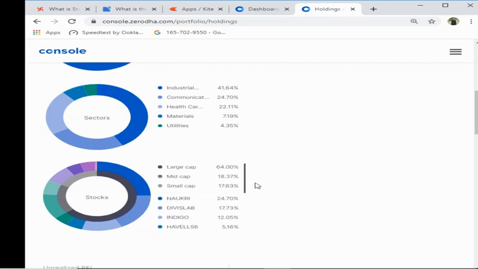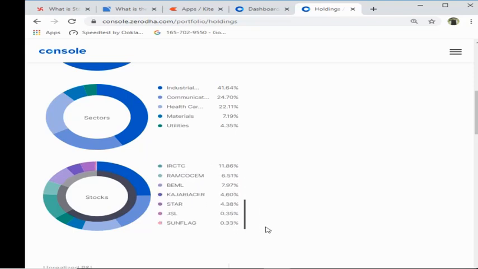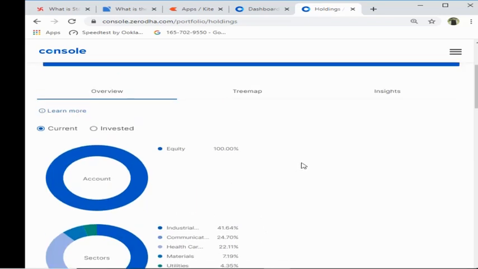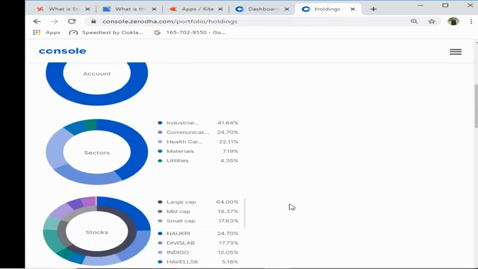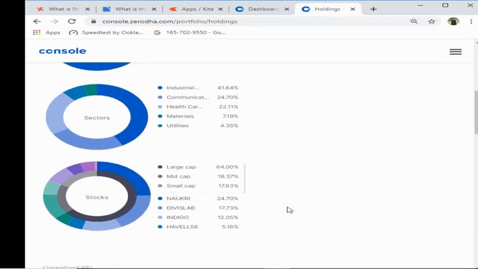Most of the stocks over here are good companies. So under the equity segment, we have diversified the portfolio into industrial, communication, healthcare, materials and utilities, under which we have invested the majority of the money into large cap, a small amount into mid cap and also into small cap, right? And we have also seen company wise how we have invested in these particular stocks.